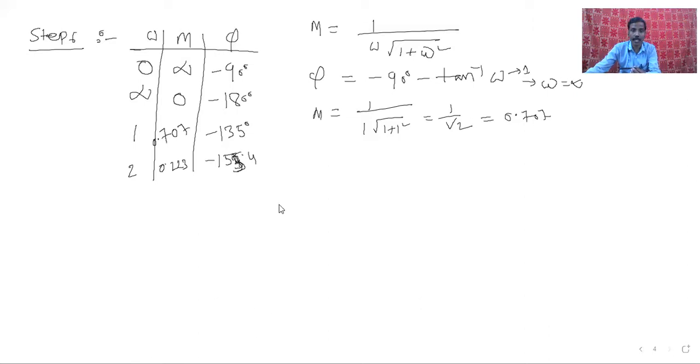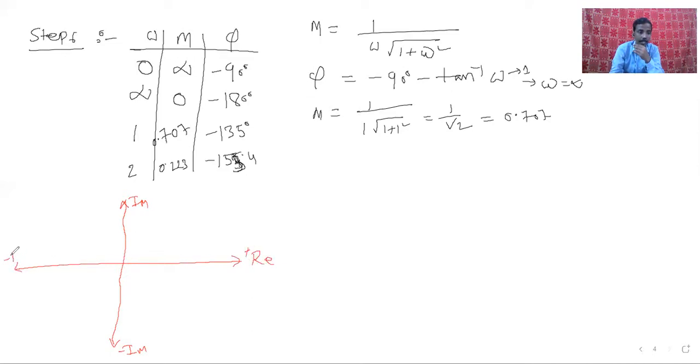What is the design of the polar plot? Just the real and imaginary axis. Draw the real axis. This is the imaginary axis, plus imaginary and minus imaginary. And this axis is the real axis, plus and minus real axis.